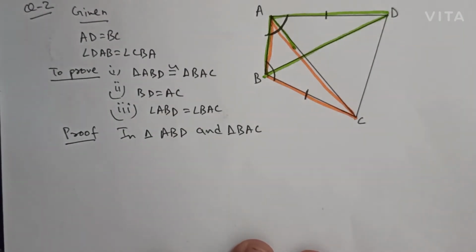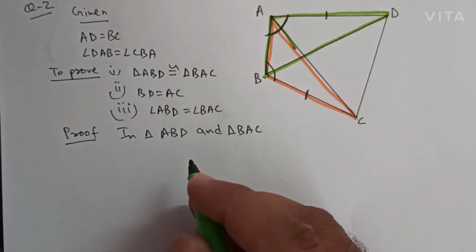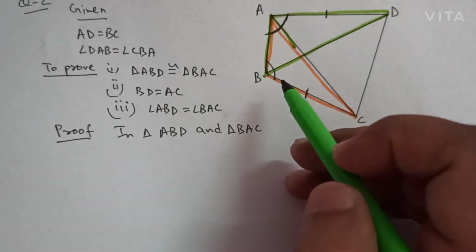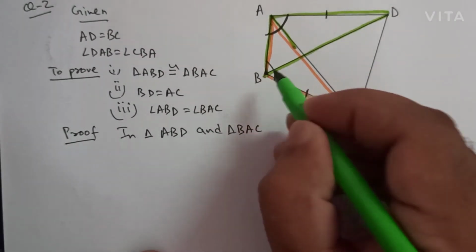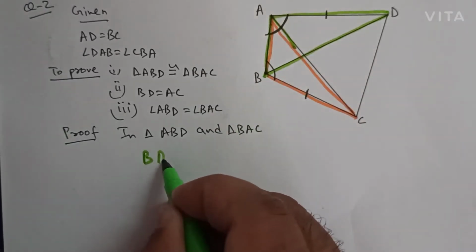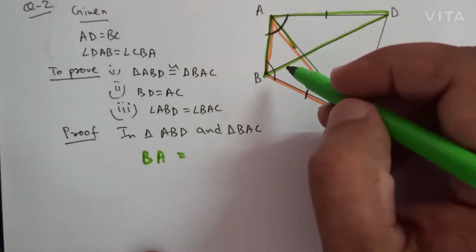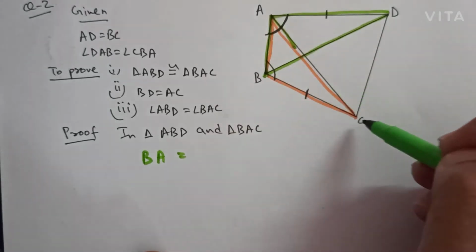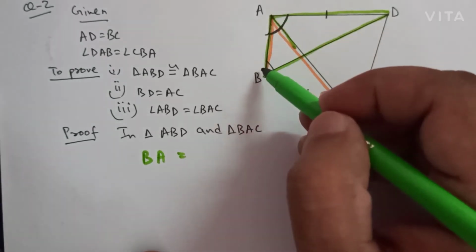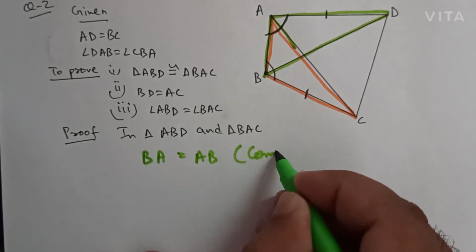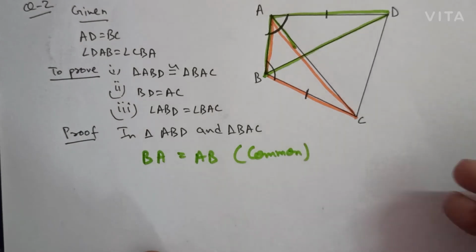Now in triangle ABD and triangle BAC, first we will be starting with triangle ABD. In triangle ABD, first we will be starting with the vertex B, suppose, and from vertex B we are moving towards vertex A. So BA is equal to, in triangle BAC, we can move from vertex A towards vertex B. So BA is equal to AB. This is common. Okay, BA and AB are common.